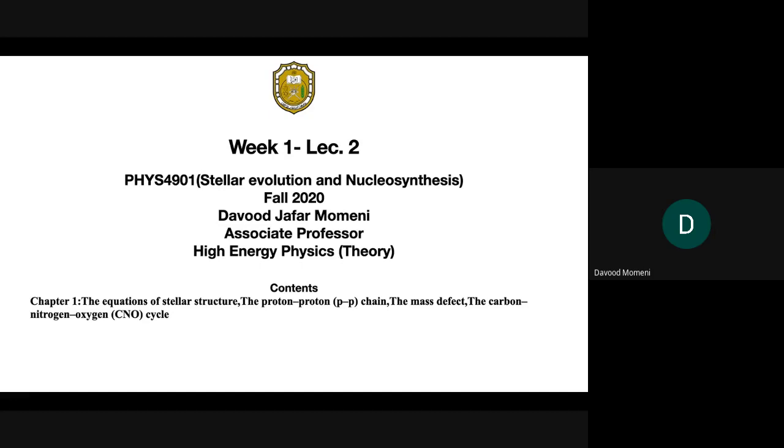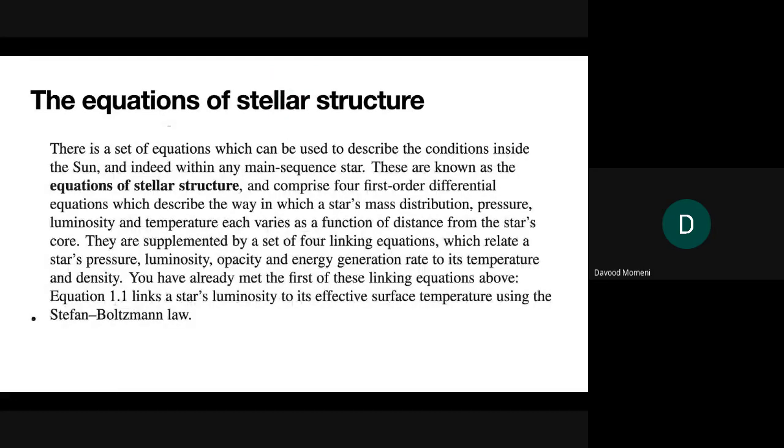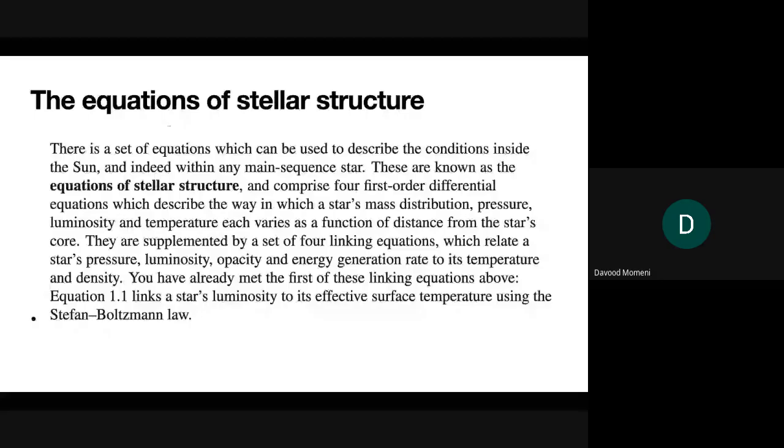Today we are going to talk about the equations of stellar structure. What set of equations in theoretical astrophysics can you use to study the formation of stars? Mainly, we are going to show that these equations can also be used to explain a little more about the main sequence stars. Those equations are four first-order differential equations between pressure, mass, luminosity, and temperature. Each equation gives you the derivative of one of those quantities.